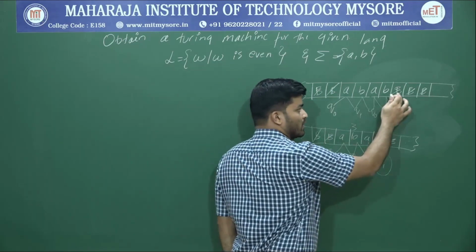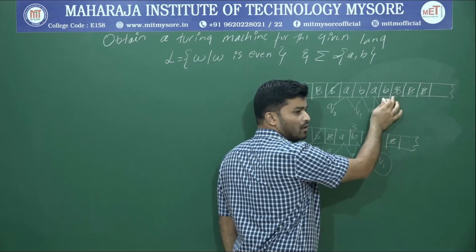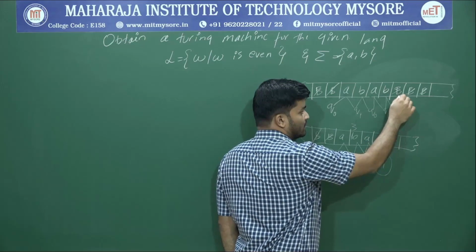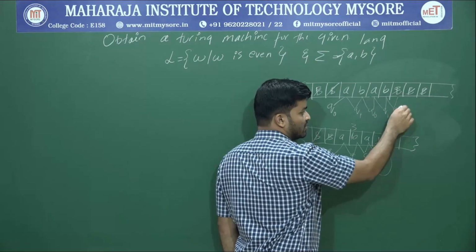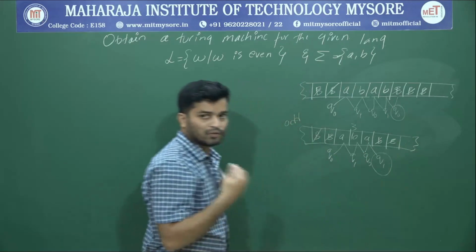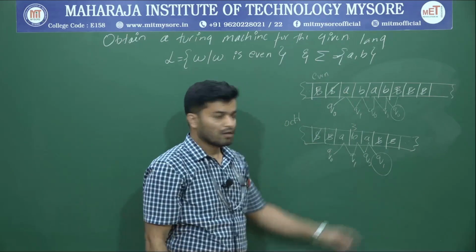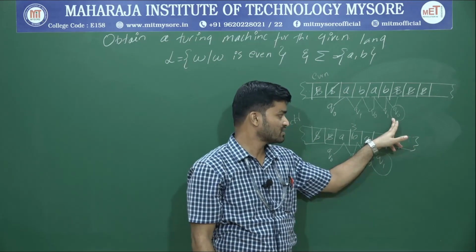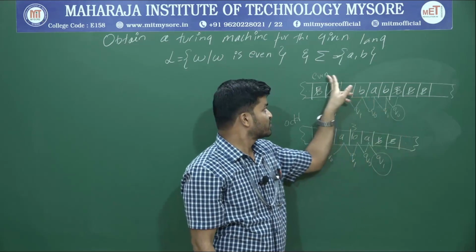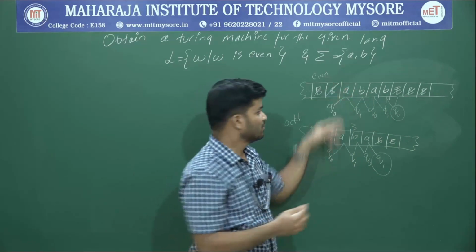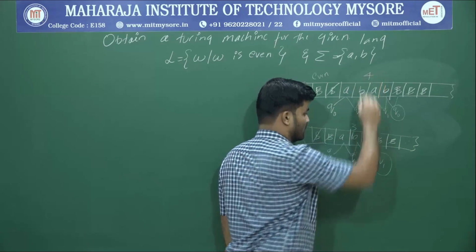Once the string is over and you are in state Q0, whatever string is given is of even length. Once the string is over, if you are in state Q0, the given string is of even length. Just check here, this one is of length 4.